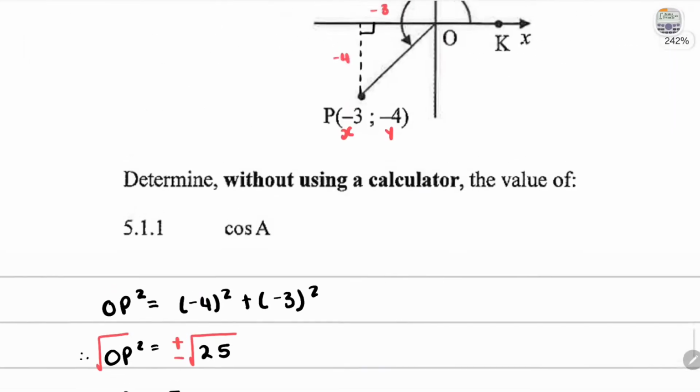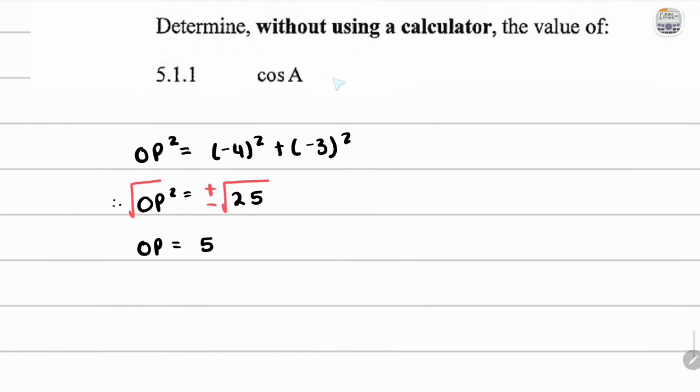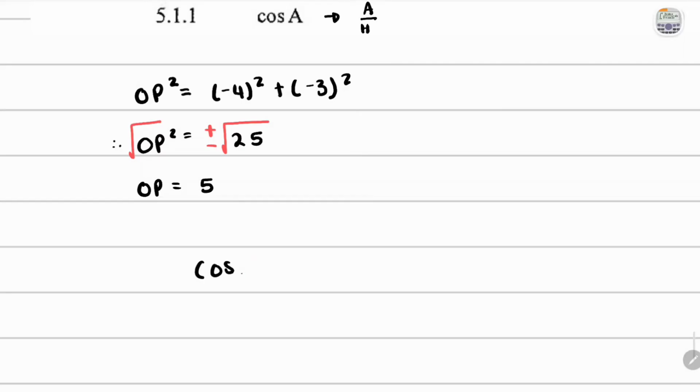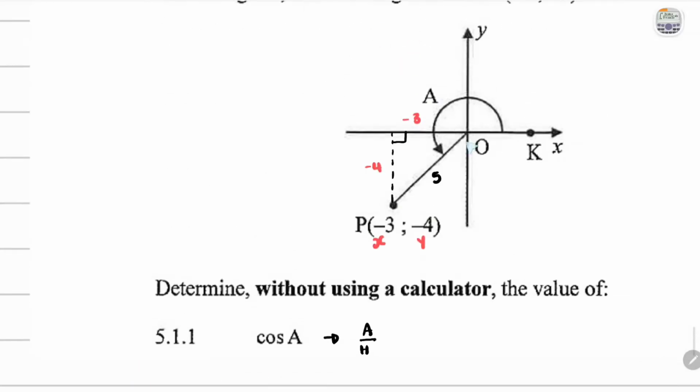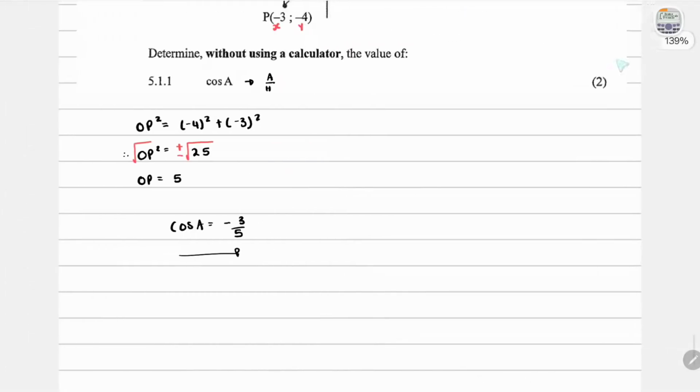And now we can find cos A, because we know this is 5. Using SOHCAHTOA, cos is adjacent over hypotenuse. So cos A is equal to the adjacent side, which for this angle is -3, over 5. So that is -3 over 5, and that is our answer.